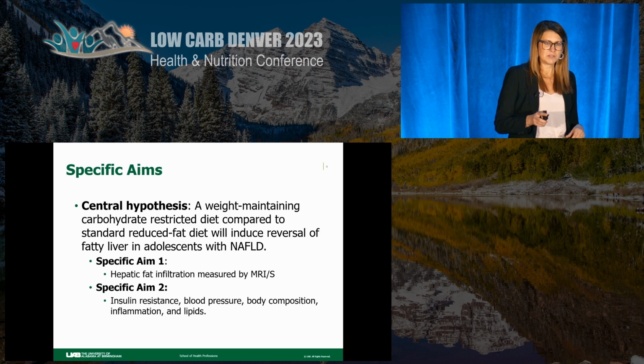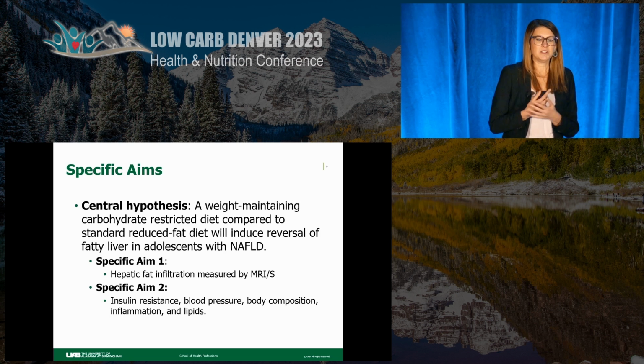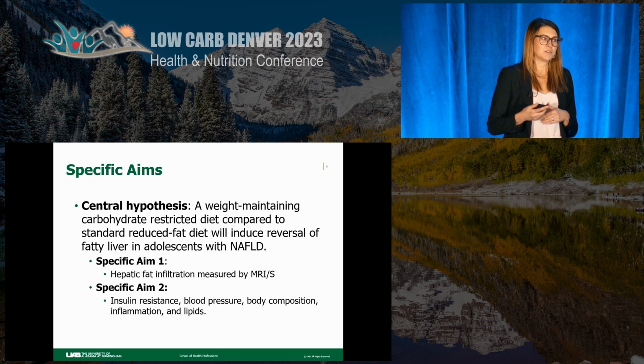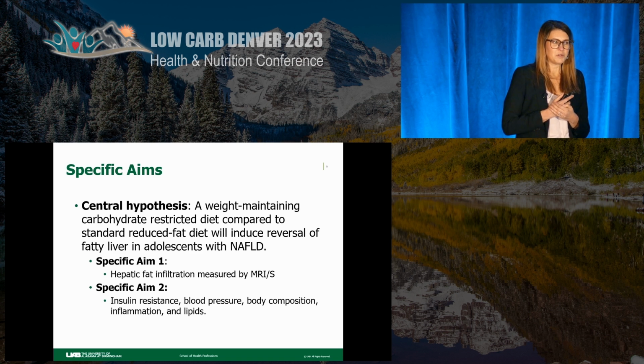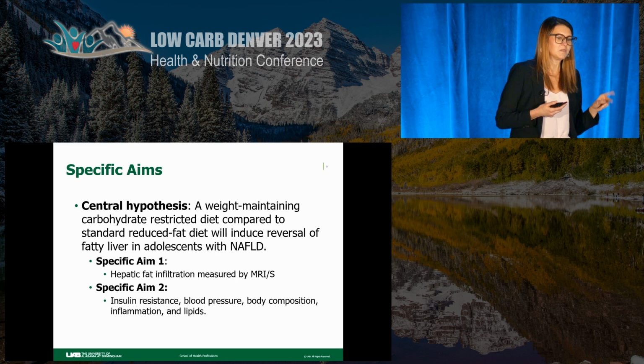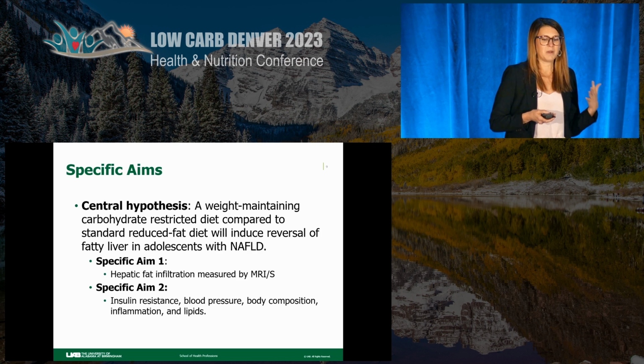So that leads me to our specific aims of this study, which were to look at whether a weight-maintaining, carbohydrate-restricted diet compared to the standard reduced-fat approach that's recommended by ADA could reverse or induce reversal of fatty liver in kids. So our first aim was to look at changes in hepatic lipid content by MRI, and then our second aim was to look at secondary outcomes, including insulin resistance, blood pressure, body composition, and inflammation and lipids.